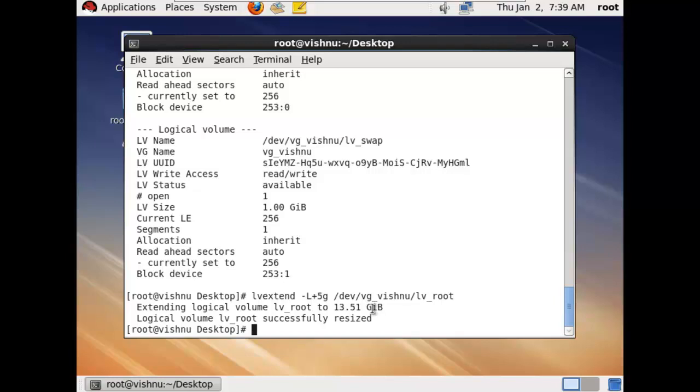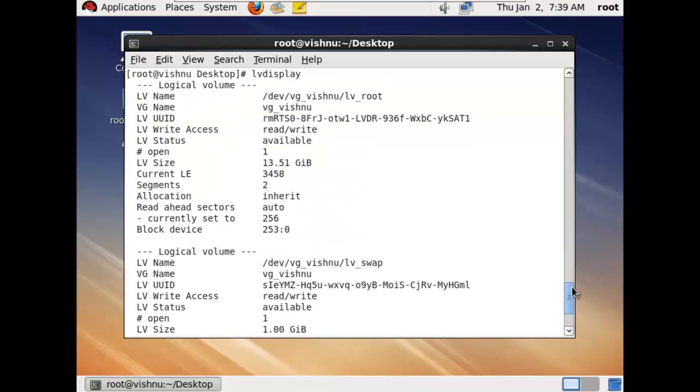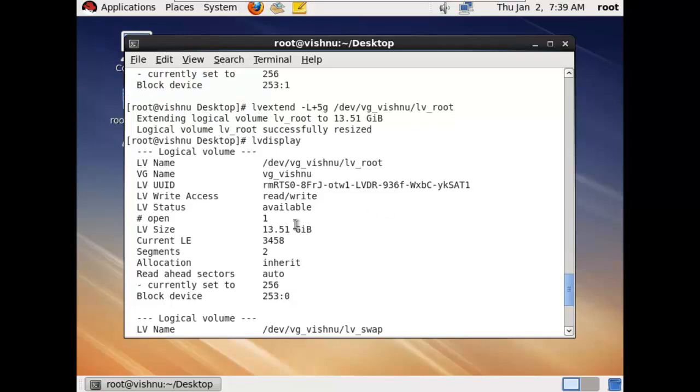Now guys, a message has appeared in front of you that extending the logical volume to 13.51 GB. Now if you write lvdisplay, then you can see here that the size of your LV_root has increased from 8.5 GB to this 13.51 GB. Here you can see the LV_root.